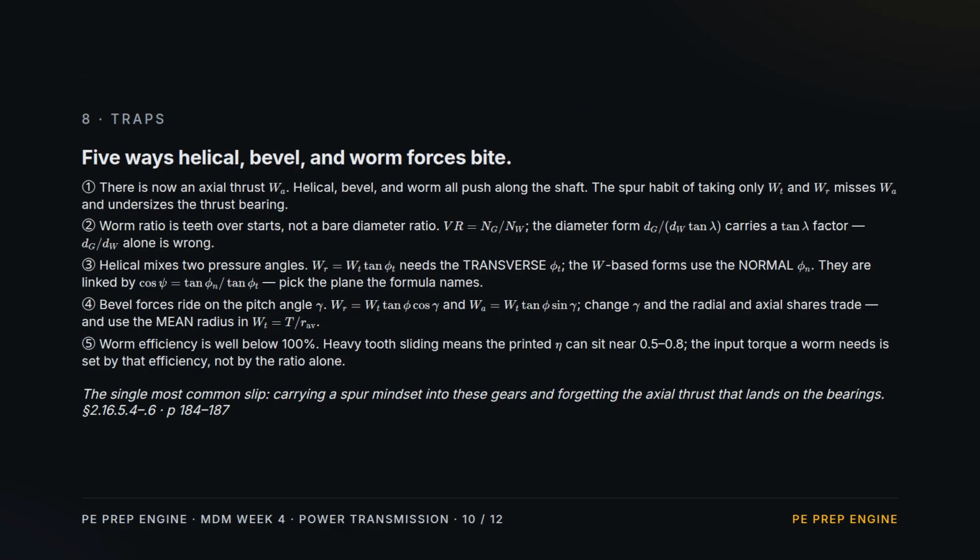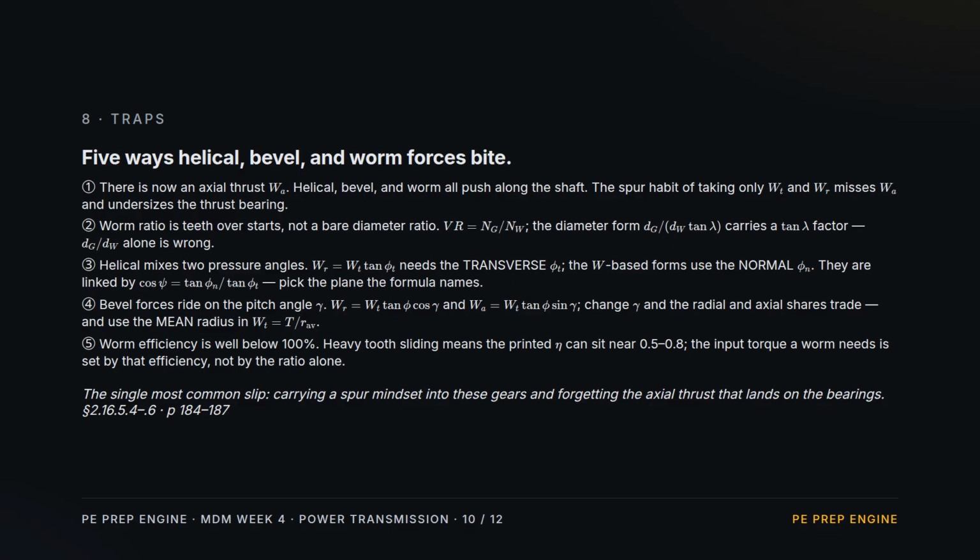Traps. 5 ways this bites. 1. There is now an axial thrust. Helical, bevel, and worm all push along the shaft. The spur habit of taking only tangential and radial misses it and undersizes the thrust bearing. 2. The worm ratio is teeth over starts, not a bare diameter ratio. The diameter form carries a tangent of lead angle factor.